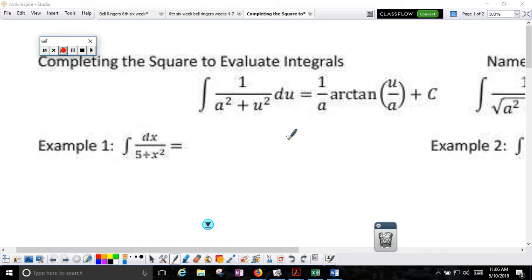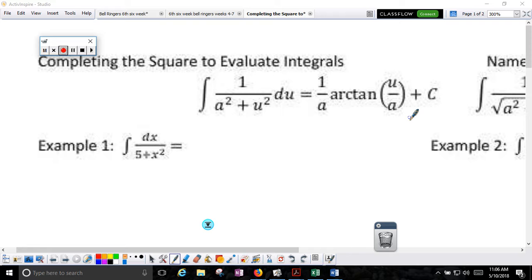Okay, I want to introduce you to one more way to evaluate integrals called completing the square. We're going to use this when our integrand looks something like this, where we have an a squared, some kind of constant squared, plus our variable squared back here. And so this is a new arctangent integral that you can memorize, and likewise an arcsine on the right, in order to facilitate these questions.